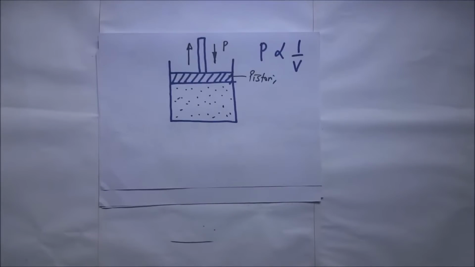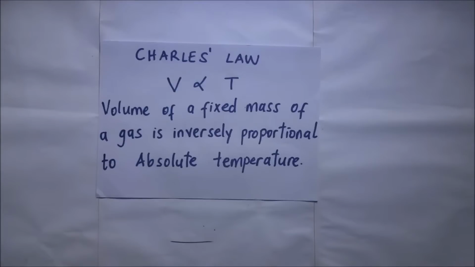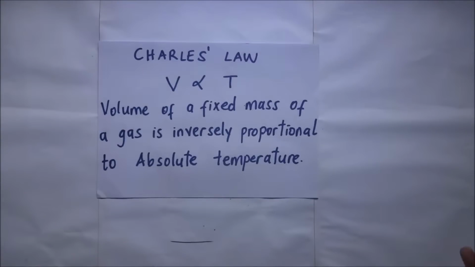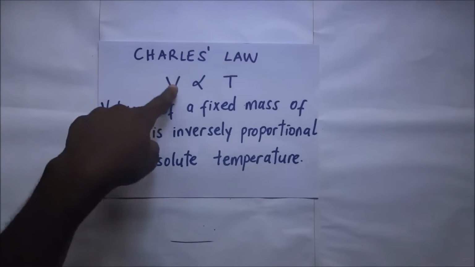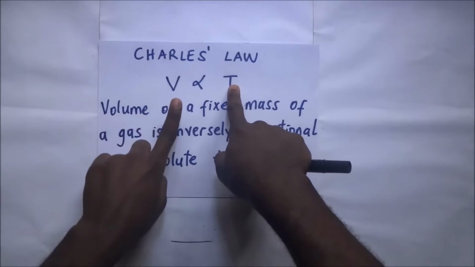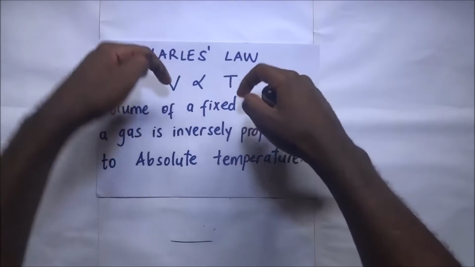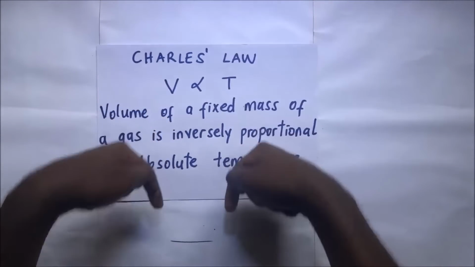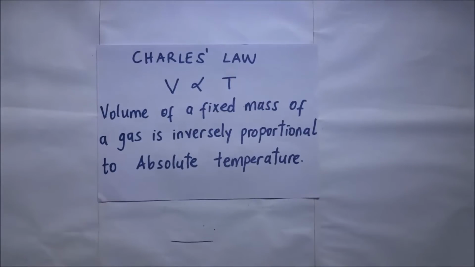So we've explained Boyle's Law. Let's go on to the next law, Charles's Law. If we may remind ourselves, Charles's Law is about volume and temperature. The higher the volume, the higher the temperature. The lower the volume, the lower the temperature. The volume of a fixed mass of a gas is inversely proportional? No, it's not inversely proportional. It is directly proportional to the absolute temperature.